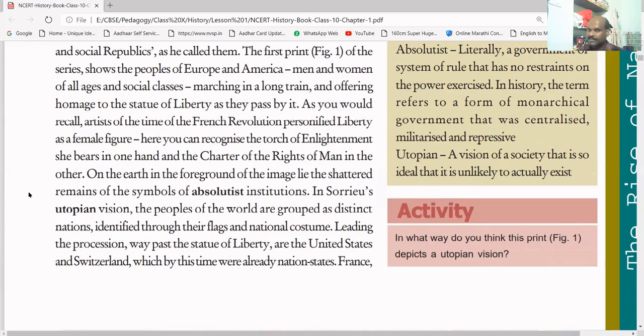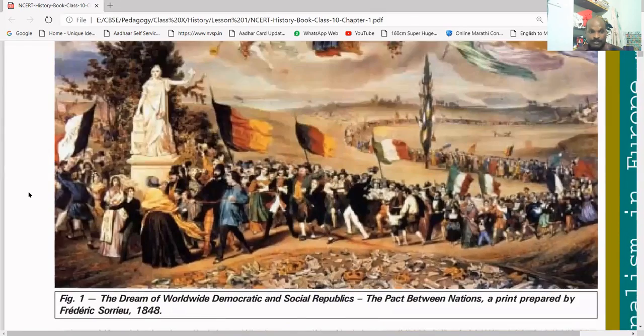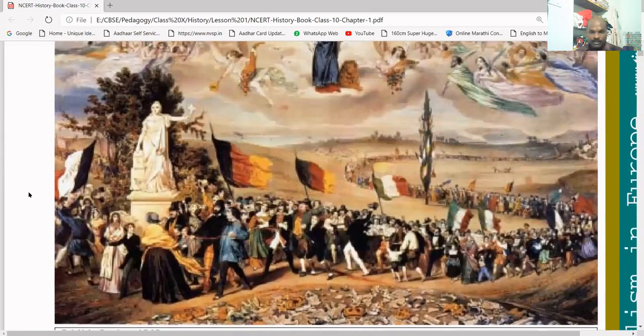What a nation state is, we will discuss in the coming parts. First of all, look at the people from various parts of Europe, even America and Europe. These are the areas about which Sorrieu made this print.